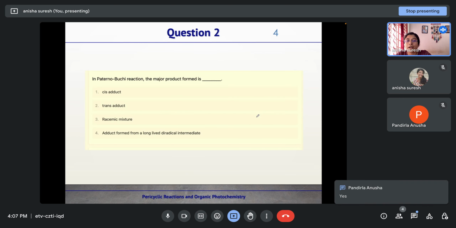Now coming to question number 2. In Paterno Buchi reaction, the major product formed is. So we have learned about Paterno Buchi reaction. So in that reaction, the major product formed is a cis adduct, a trans adduct, a racemic mixture, or an adduct formed from a long-lived diradical intermediate.